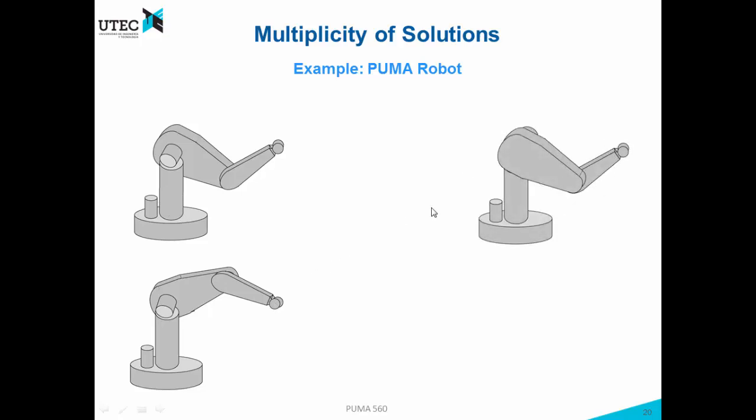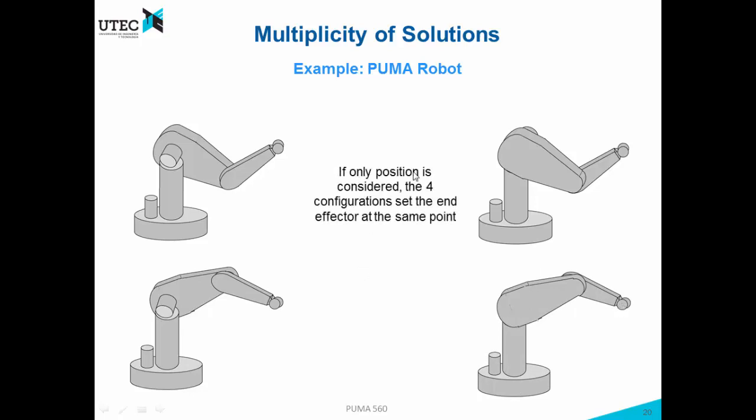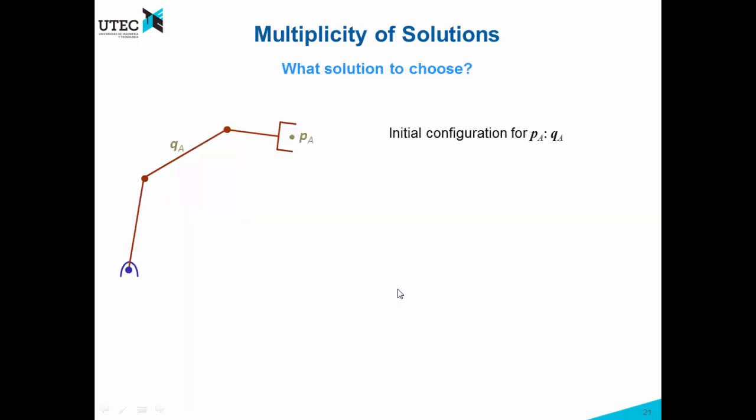same point. With the same idea, we can also rotate this joint at the base using this configuration, and we will obtain this configuration which also reaches the same point. So in this case, if only position is considered, these four configurations set the end effector at the same point. This means that there exists a multiplicity of solutions. But what solution should we choose?